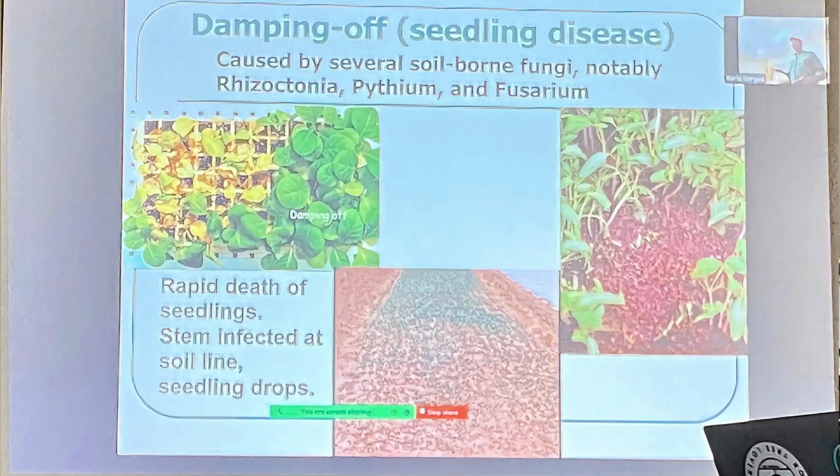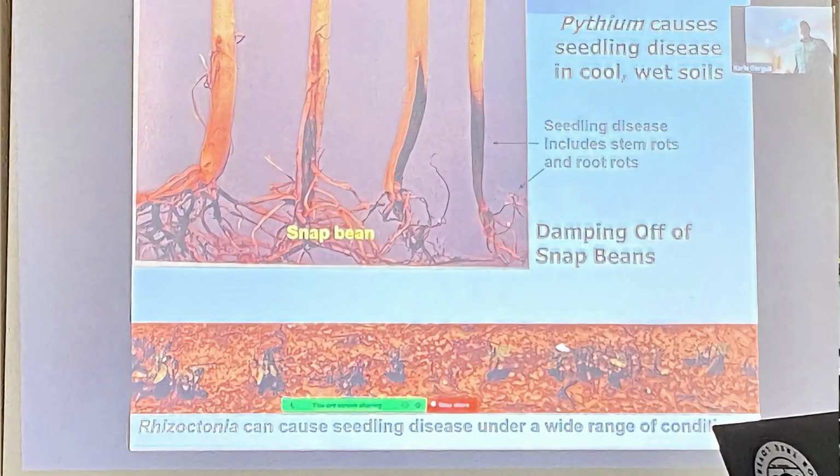Damping off, seedling disease caused by several soil-borne fungi, notably Rhizoctonia, Pythium, and Fusarium. Rapid death of seedlings. Stem infected at soil line. Seedling drops. Pythium causes seedling disease in cool, wet soils.